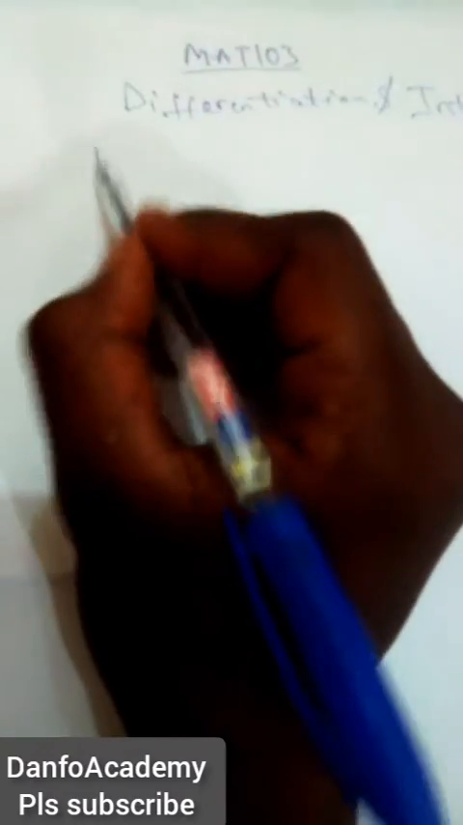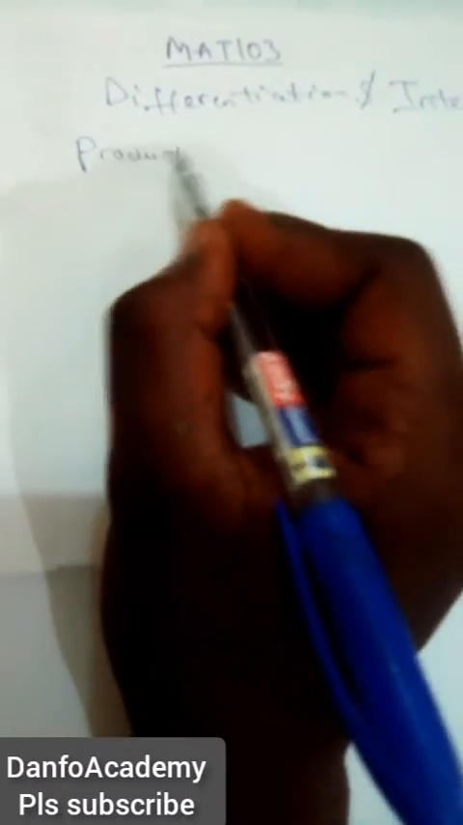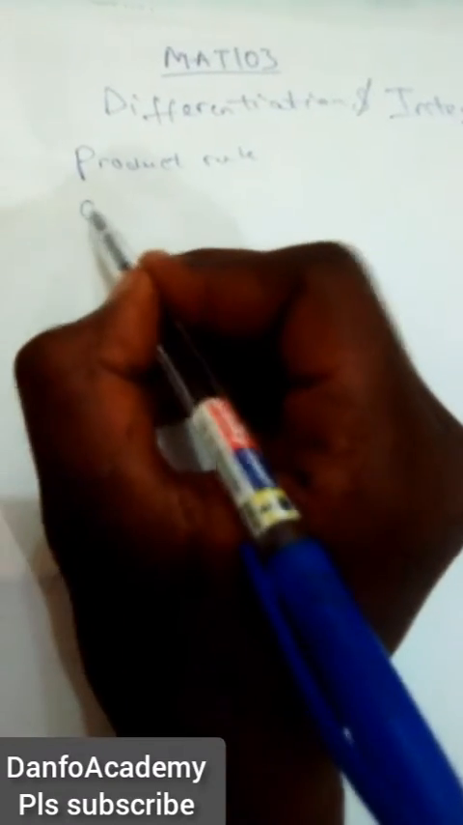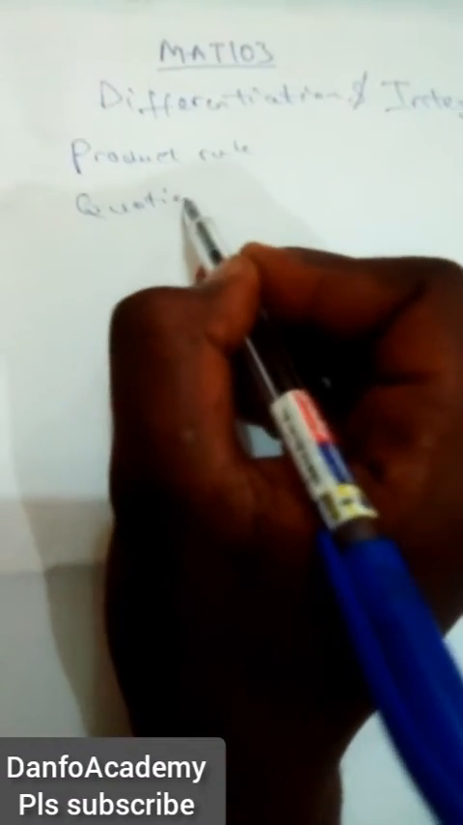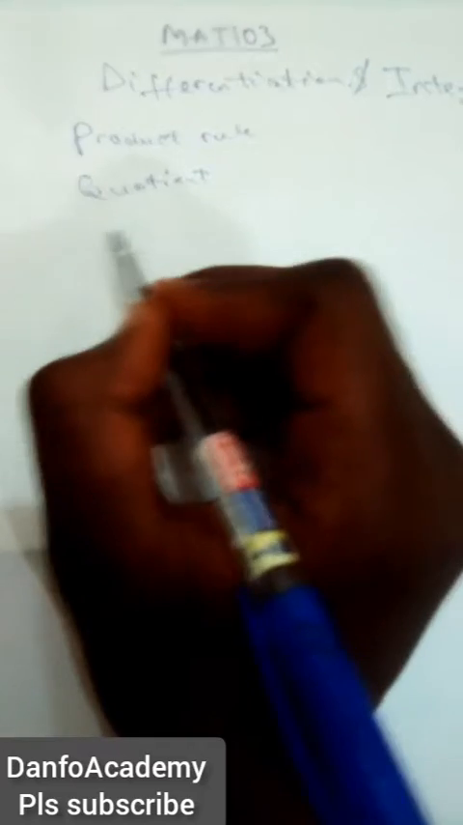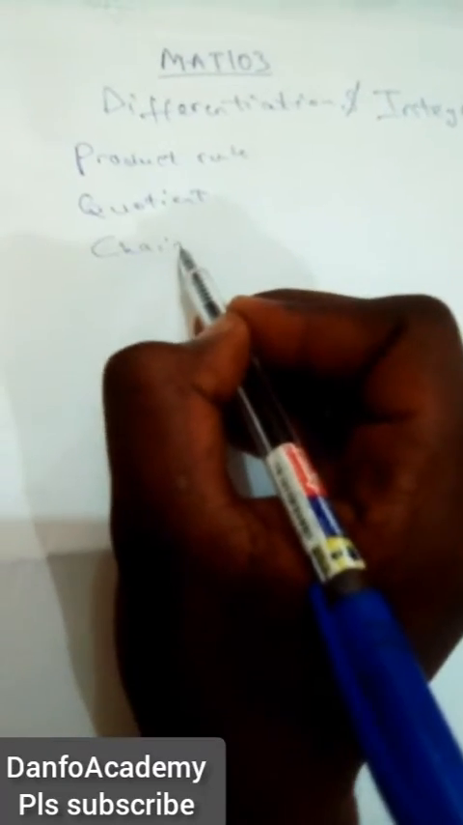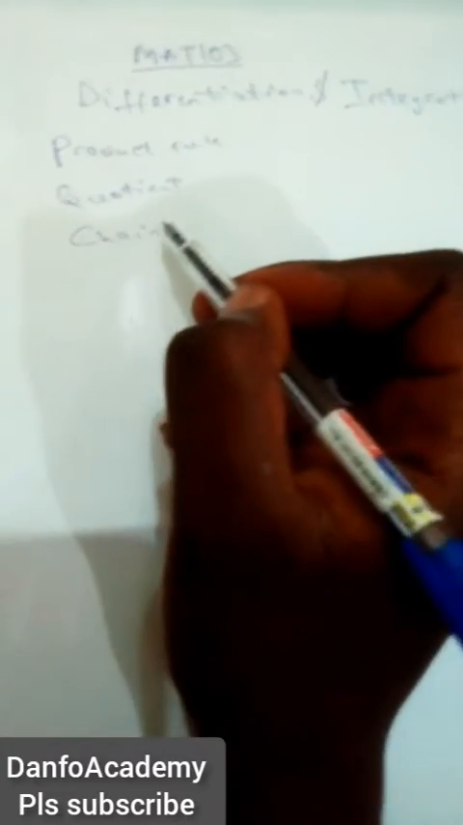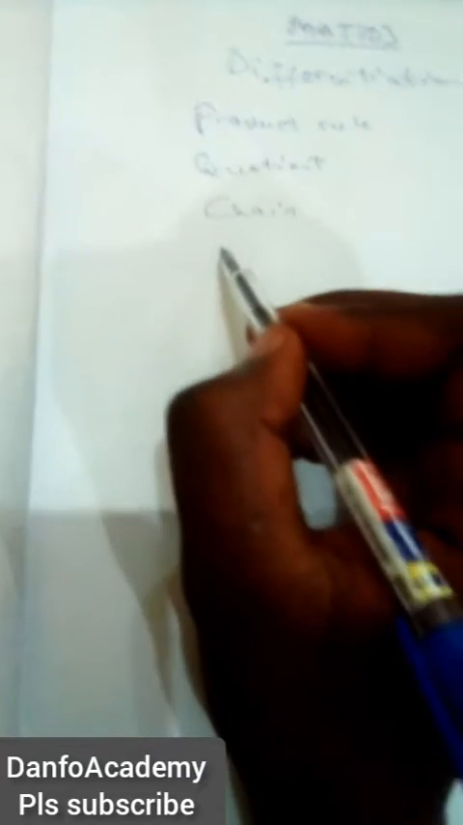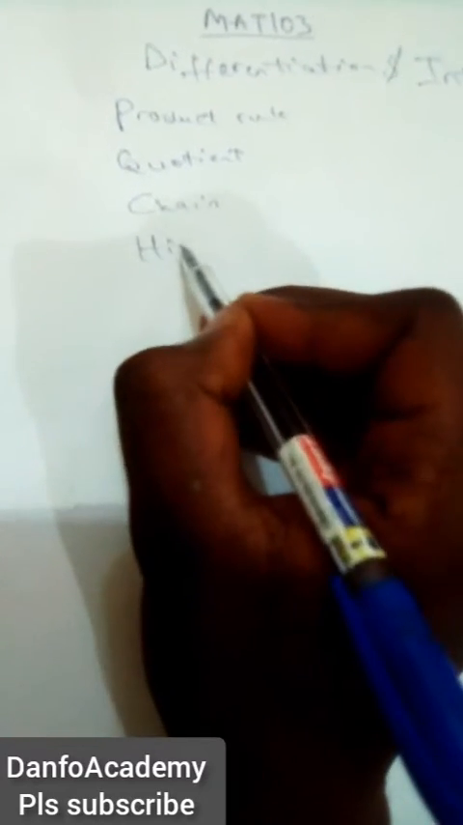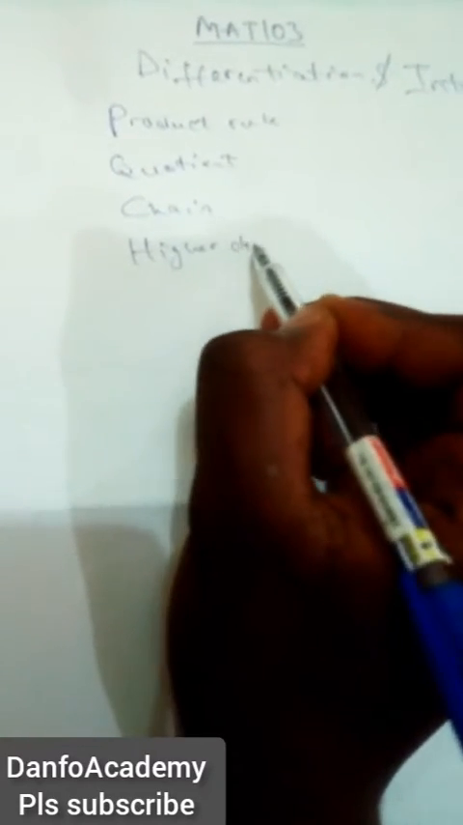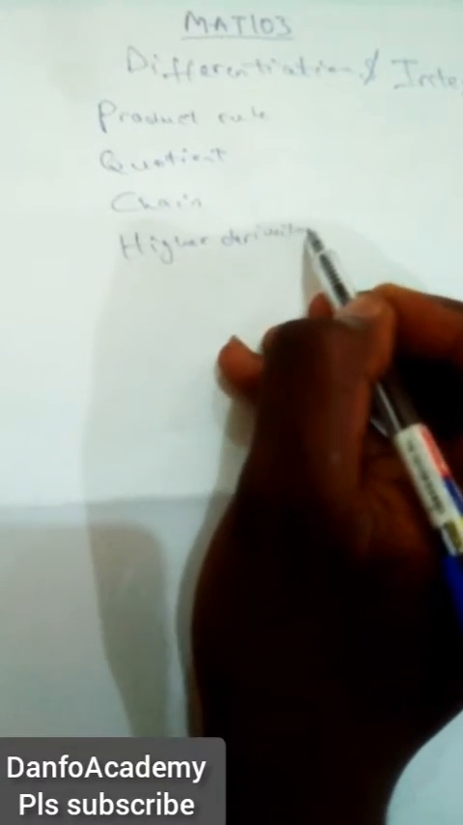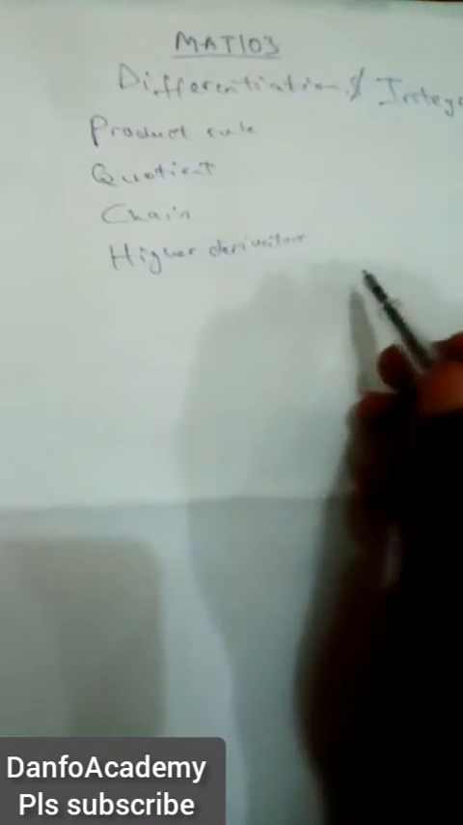According to differentiation, you will have the product rule, the quotient rule, and the chain rule, which is also called function of a function. Here we will also talk about the higher derivative and, generally, the partial derivative.